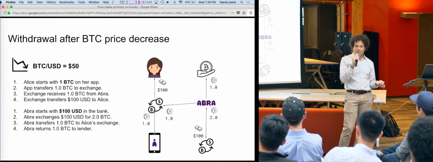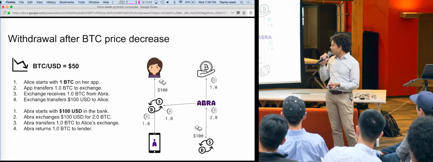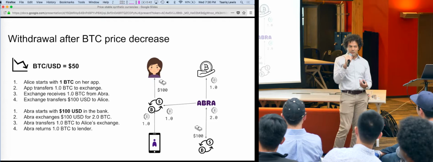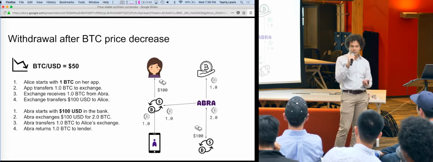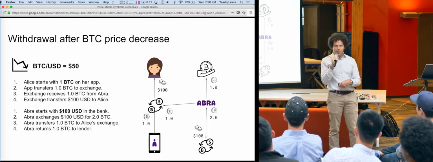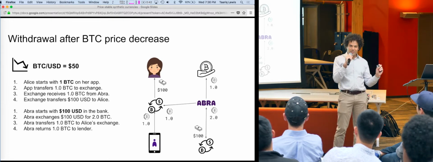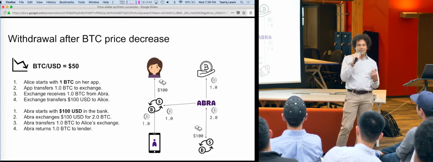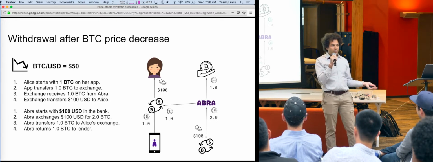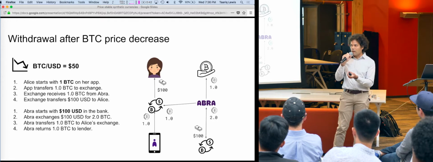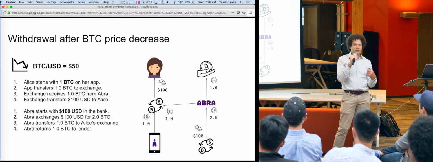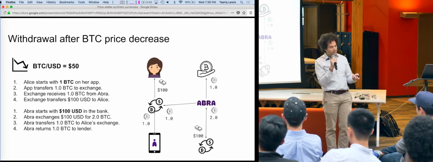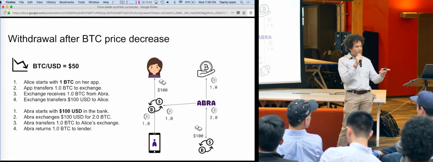Now the Bitcoin on Alice's app is worth only $50. So it gets sent to the exchange partner. That's not enough to make the $100 that Alice needs. So Abra provides the other Bitcoin. I'm sorry, now there are two Bitcoins that they can sell for $100 and send to Alice. Meanwhile, Abra will use the $100 to exchange for two Bitcoin. One of the Bitcoins went to Alice. The other Bitcoin goes back to the lender. So everyone's happy. Does that make it more clear?